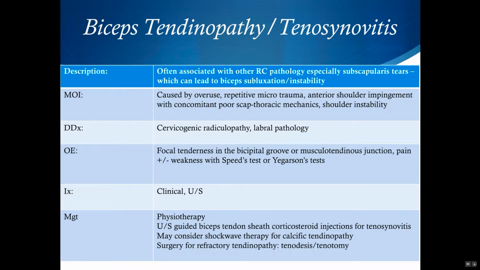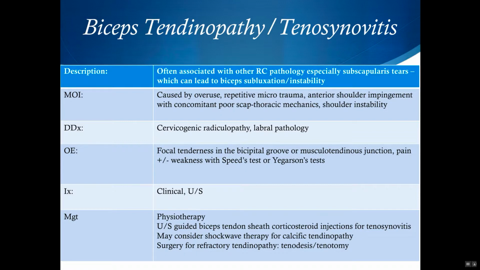Tenosynovitis may occur in conjunction with tendinopathy or in isolation due to an inflammatory response around the tendon, again from trauma or from repetitive load applied to the tendon. The differential for anterior shoulder pain can include labral pathology, or you sometimes may consider other rotator cuff pathology, or cervicogenic radiculopathy, which can also refer to the anterior shoulder.